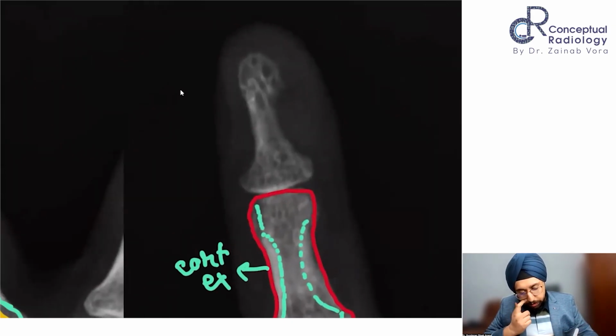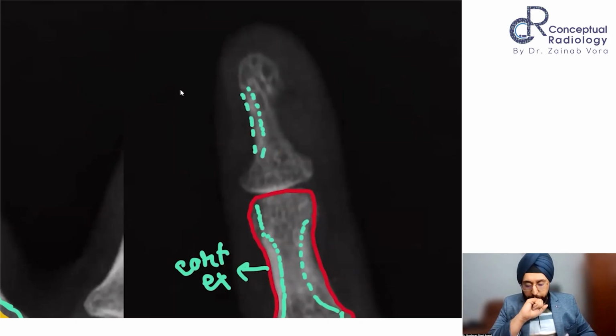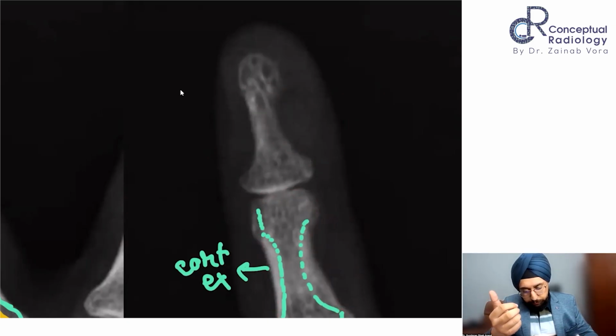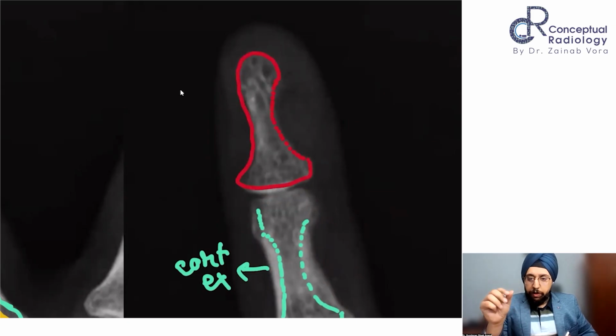so what we are appreciating here is on this end, the cortex is absolutely fine. Okay, but you're not able to see the cortex on this side. Okay, but there are no aggressive features as such which you are able to see. Okay, it's kind of a smooth concave defect with significant thinning of the cortex which you see on this side.